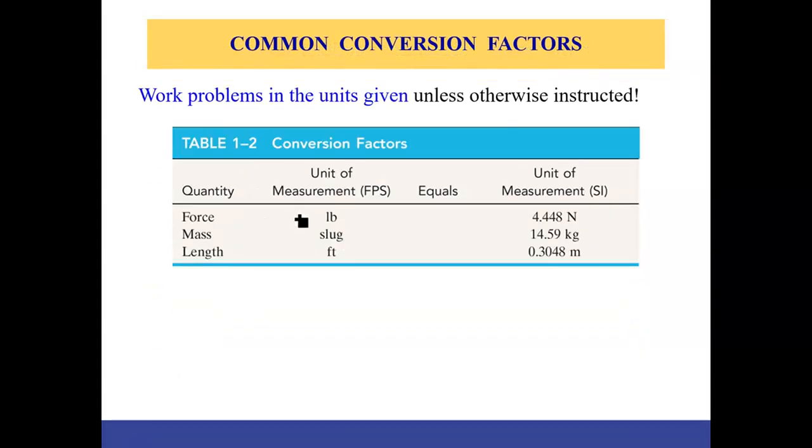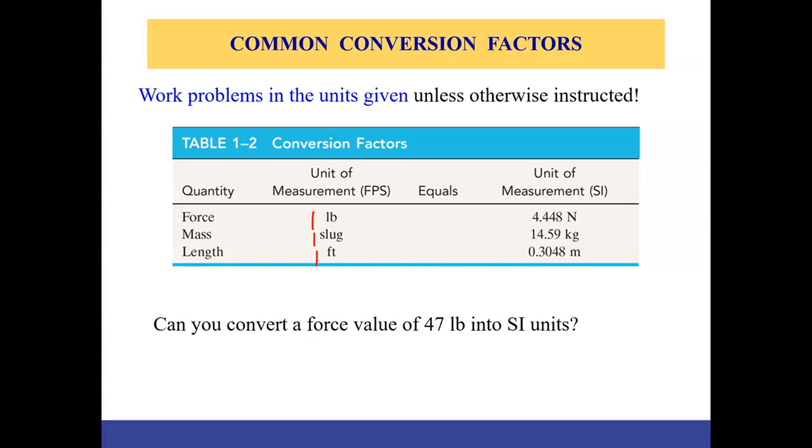During engineering design, we may have to convert from one type of unit system to another. So this table has the conversion values. To convert 1 pound into newtons, we need to multiply pounds by 4.448. To convert 1 slug into kilograms, we multiply by 14.59. And to convert 1 foot into meters, we multiply by 0.3048.